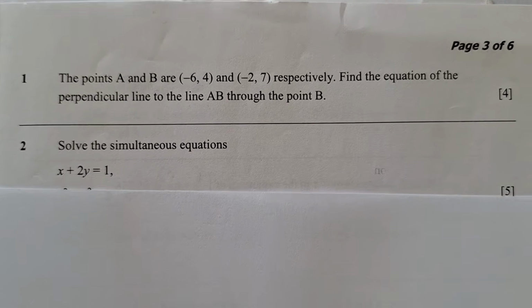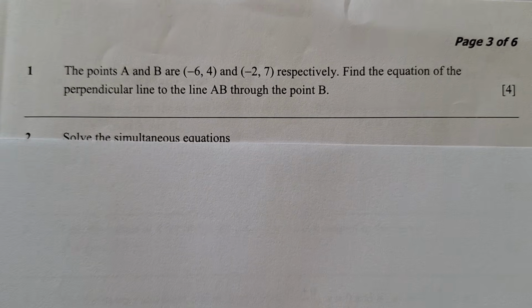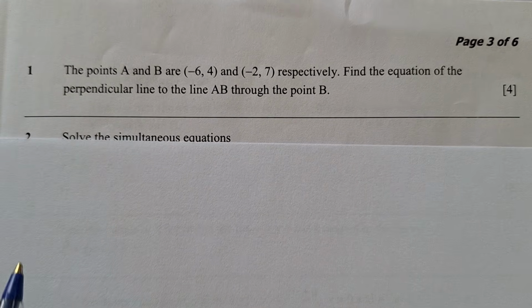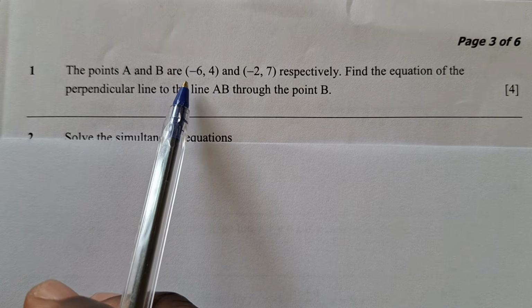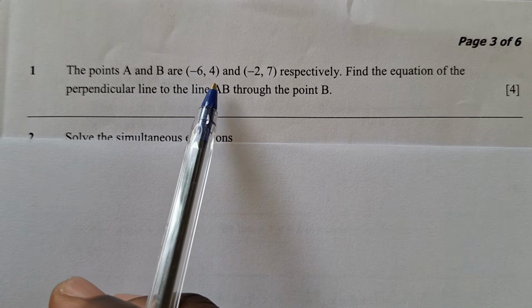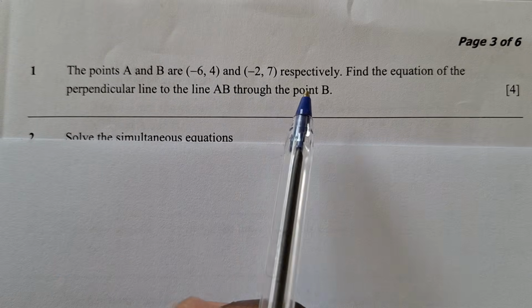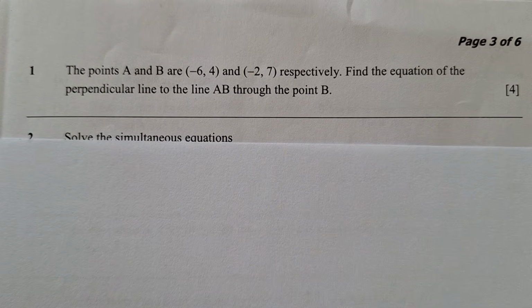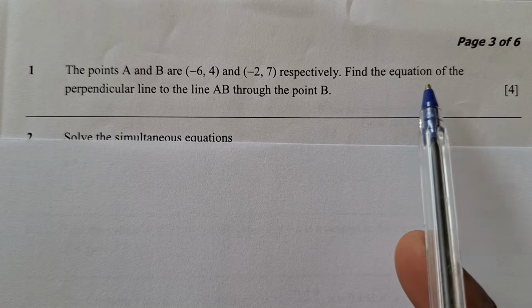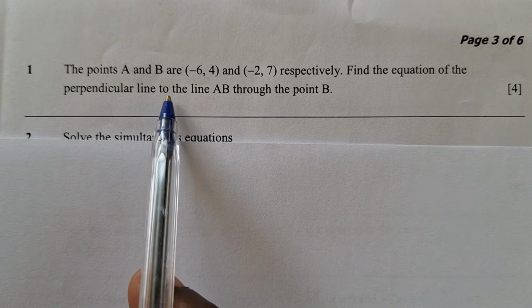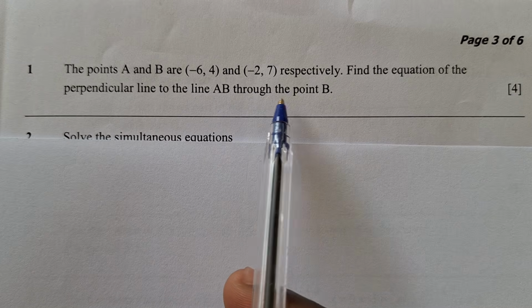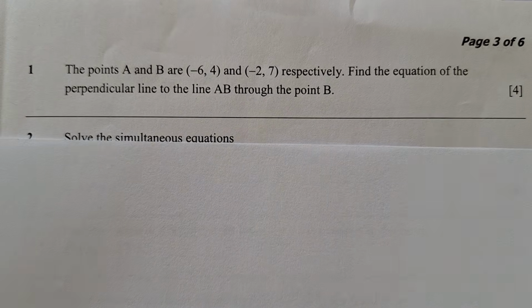Question number 1. So they've given us the points. The points A and B are (-6, 4) and (-2, 7) respectively. Find the equation of the perpendicular line to the line AB through the point B.